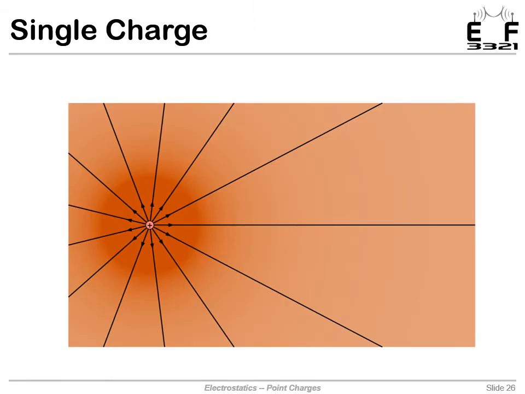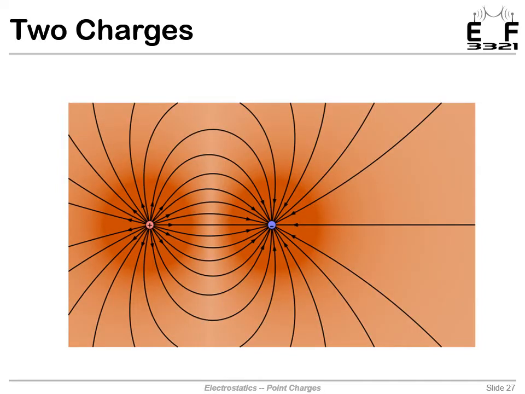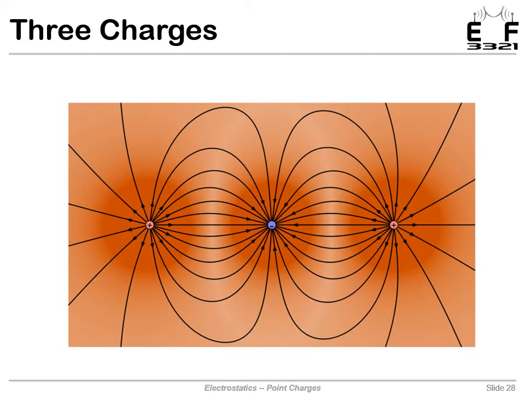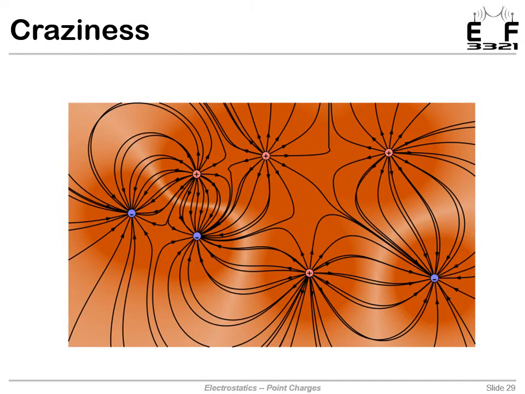So we look at the field due to a single charge. We look at the field due to two charges, and we see that there's this fringing. If we put in three charges, we get more fringing. And just for fun, let's put in a whole bunch of different charges with random positive, negative charges, and all kinds of craziness happens. So the question is, all right, we can visualize it. How do we calculate it?